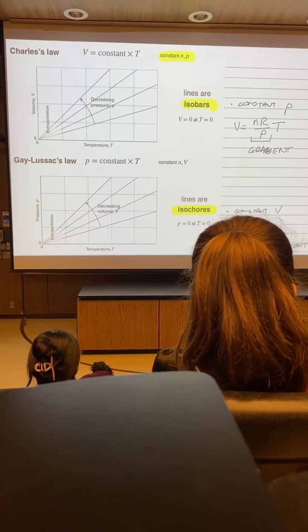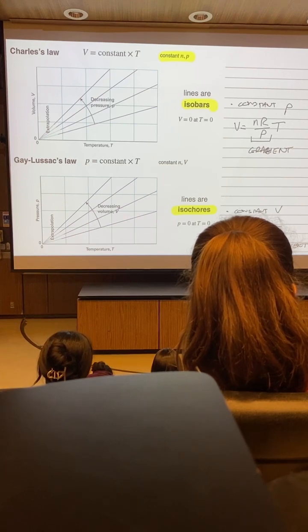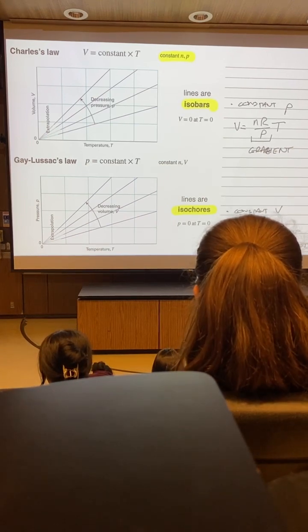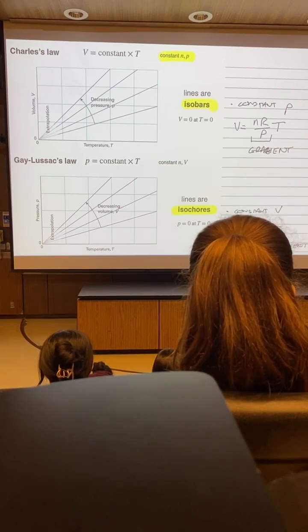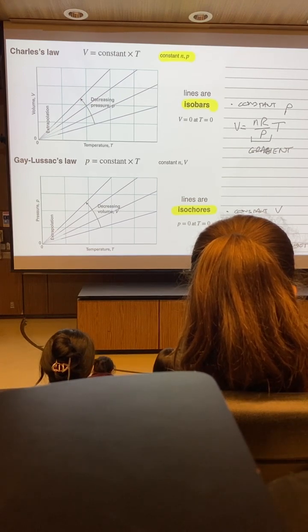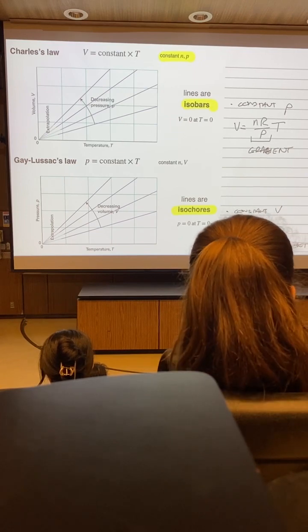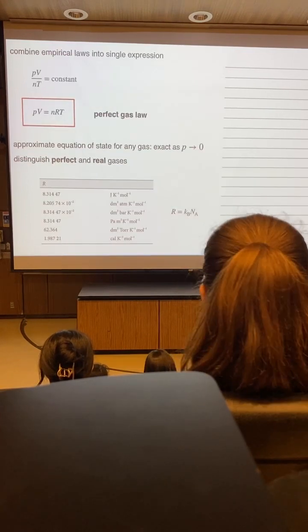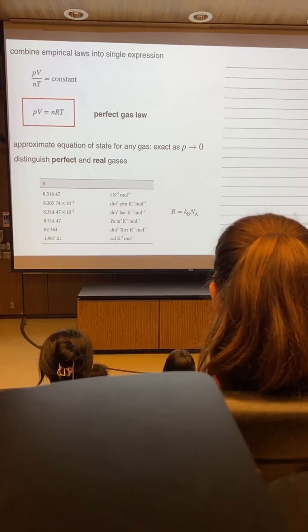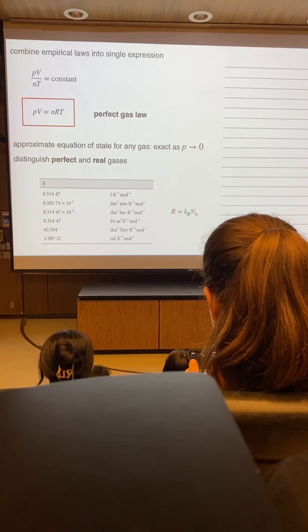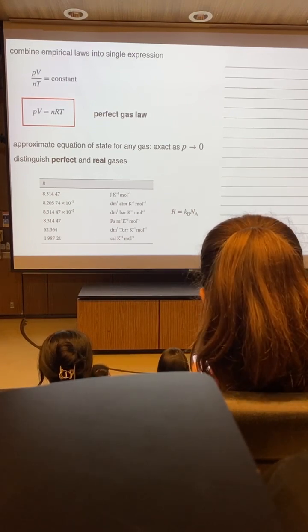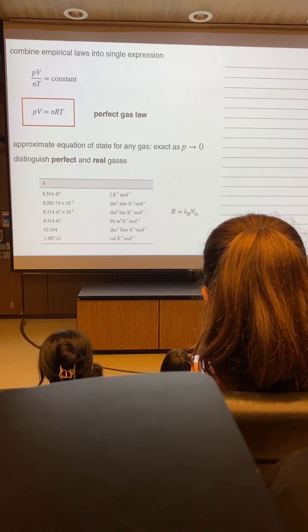So we've got three different plots that we can look at here, getting isotherms at constant temperature, isobars at constant pressure, and isochores at constant volume. If we combine these four empirical laws into a single expression, we see that PV over nT is equal to a constant, and that constant is the gas constant.